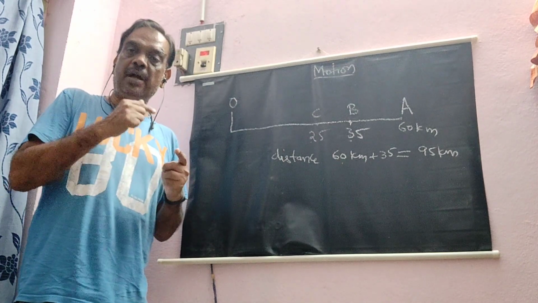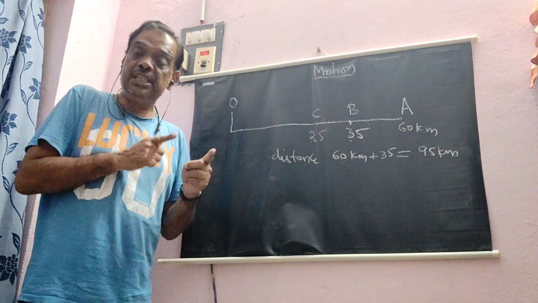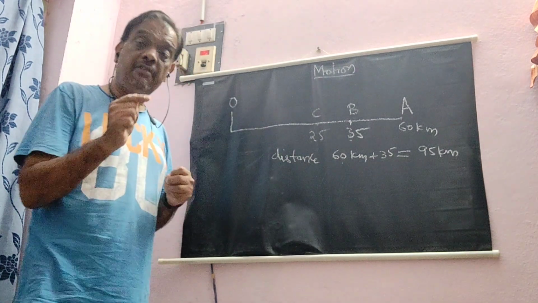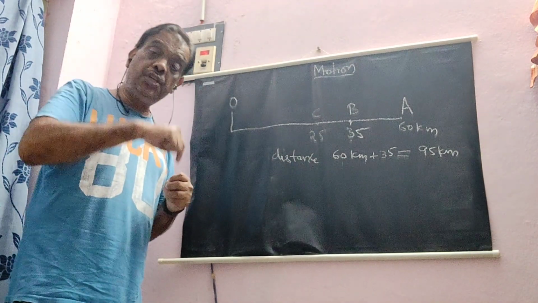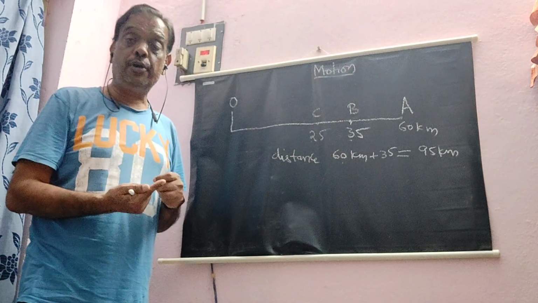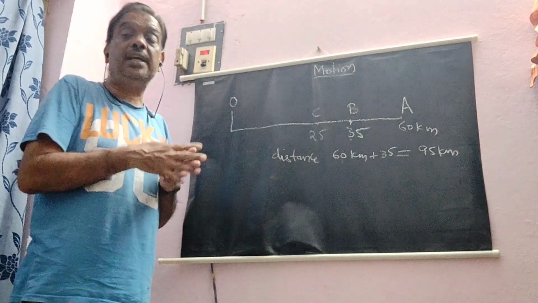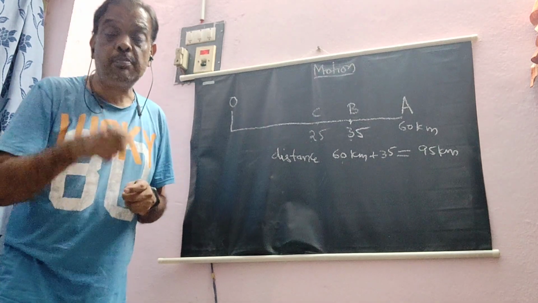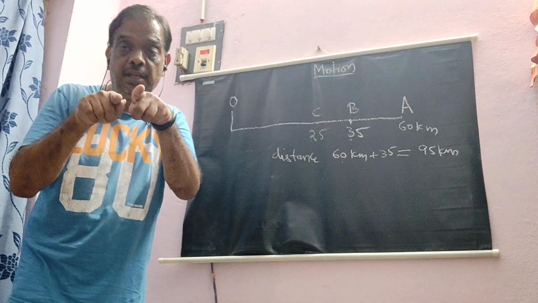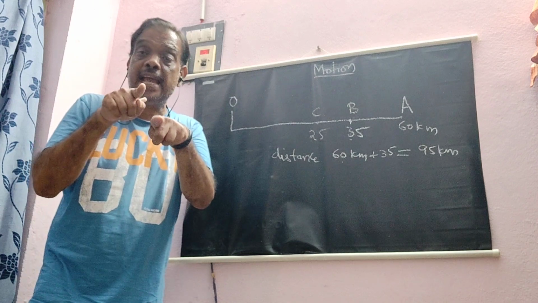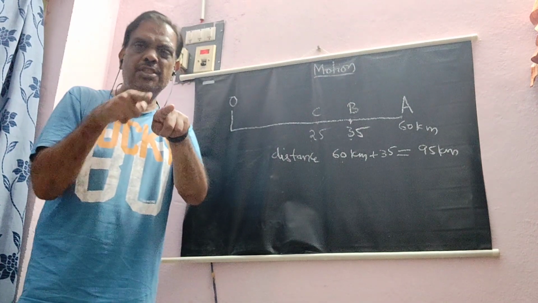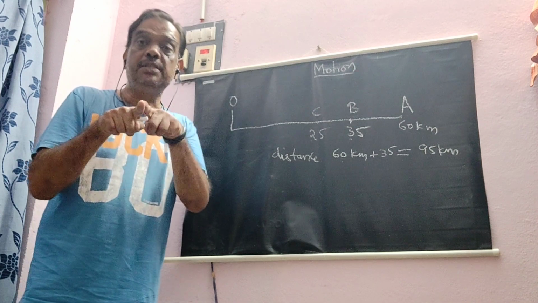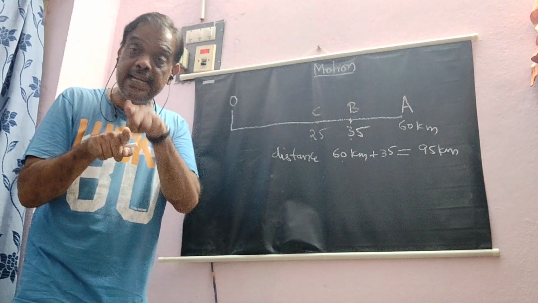Suppose I am traveling from Khammam to Kodar in a specific direction. That is called displacement. If an object travels from the initial point to the final point in a definite direction, then you name it displacement. That is the difference between distance and displacement. Distance has only magnitude. Displacement has both magnitude and direction.